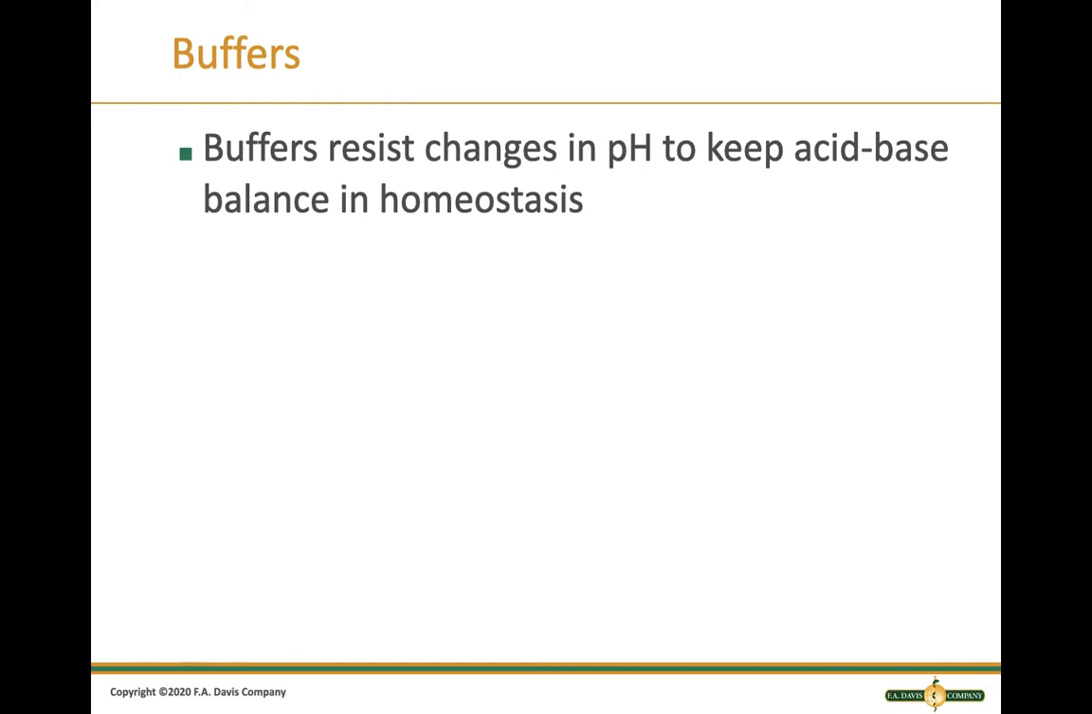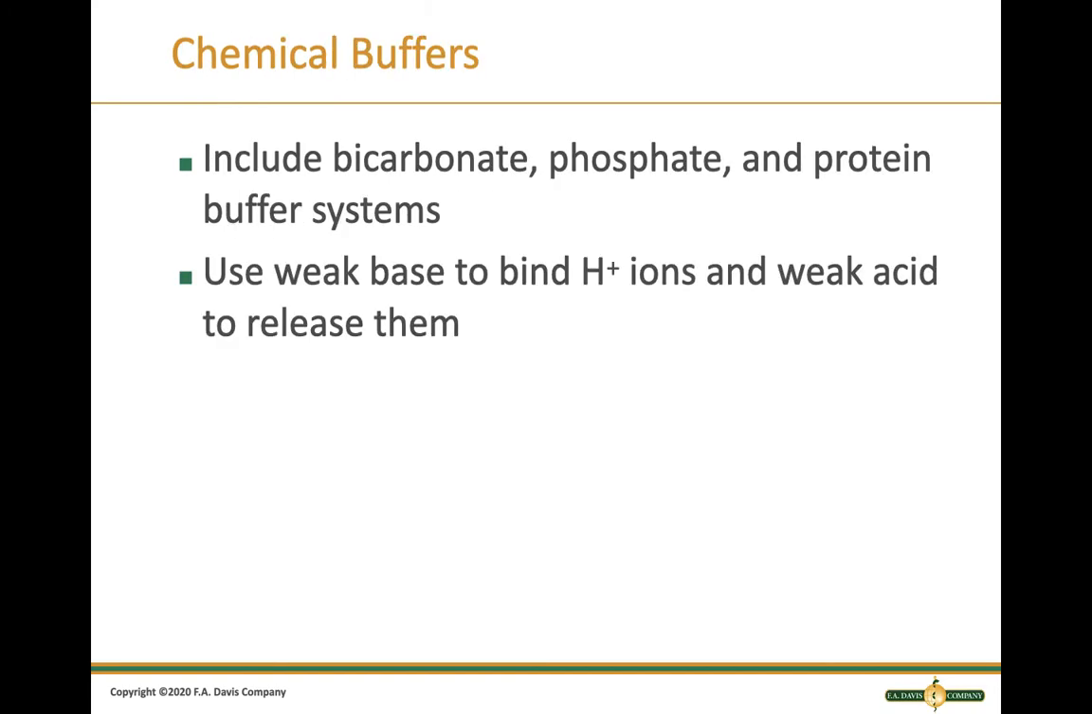So next we need to know the function of a buffer. Buffers resist changes in pH to keep acid-base balance in homeostasis. And next we're going to talk about the body's buffering systems. The chemical buffers include bicarbonate, phosphate, and protein buffer systems. These all use a weak base to bind hydrogen ions and a weak acid to release them. So if an acid is added, the weak base can bind to the excess hydrogen ions. If a base is added, the weak acid can release hydrogen ions to neutralize that base.